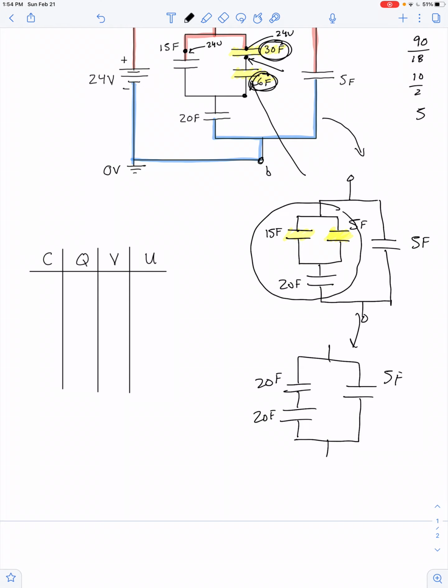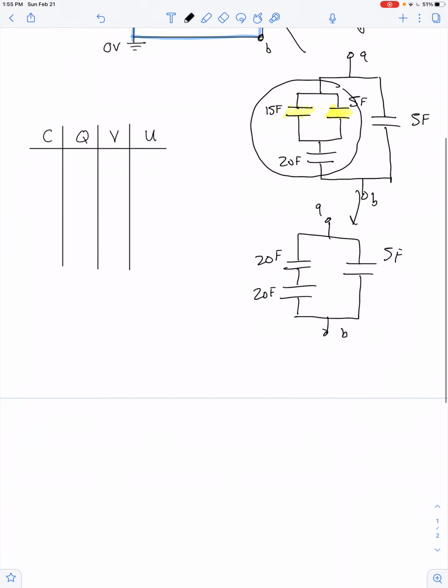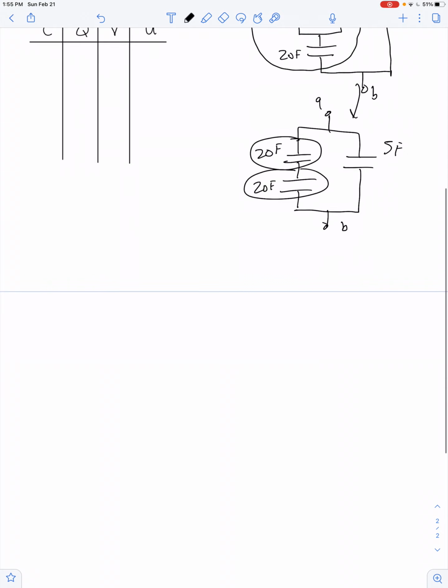So we still have our points A and B can be identified in every one of these reductions. Well, this is easy. A 20 in series with another 20 should give us a result of, don't say 40, 10, right? So we imagine reducing this yet again, and it's as if we have a 10 farad capacitor in parallel with a 5 farad capacitor.